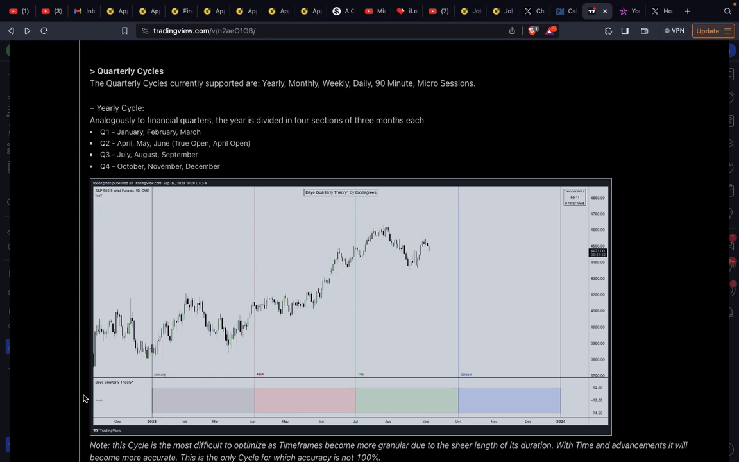Now, quarterly cycles. The quarterly cycles currently supported are yearly, monthly, weekly, daily, 90-minute, and micro sessions. Year cycle, analogously to financial quarters, the year is divided into four.